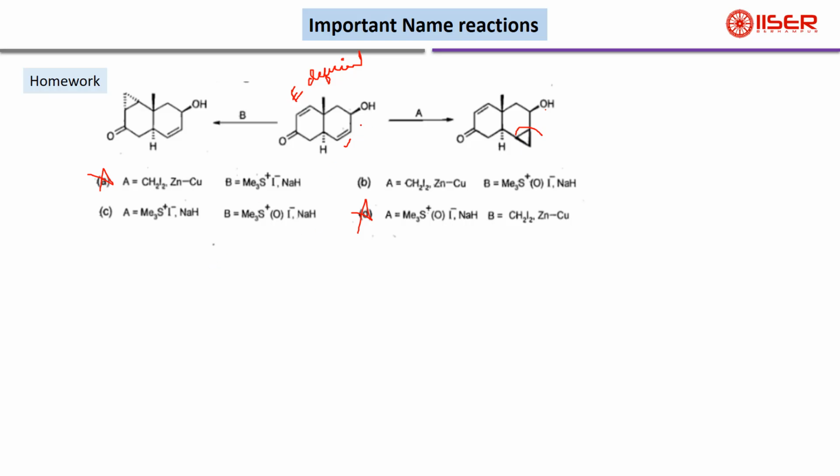Now in the next step, they undergo cyclopropanation of this electron-rich double bond. In one, they use the Simmons-Smith reagent. In the next one, they use a sulfonium ylide. A sulfonium ylide can never give a cyclopropane, because in the examples I have shown, a sulfonium ylide always gives an epoxide. So this is already cut. So the correct option is option B.